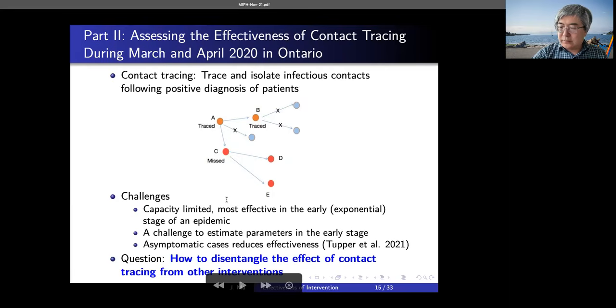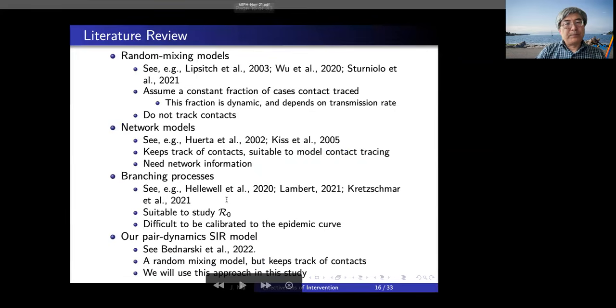We have social distancing, we have mask wearing, etc. We have a lot of other control measures that all change the growth rate, but we only have the growth rate. So how can we distinguish different effects from different control measures in this very early exponential growth stage?